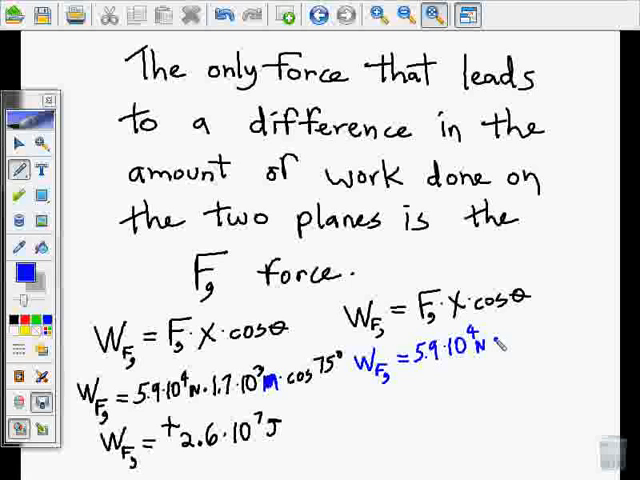So this here is 1.7 times 10 to the third meters times the cosine of 115, and what did that turn out to be? Negative 4.2. Now, why is this one negative? Because the work done on the FG isn't affecting it because it's going diagonally out.